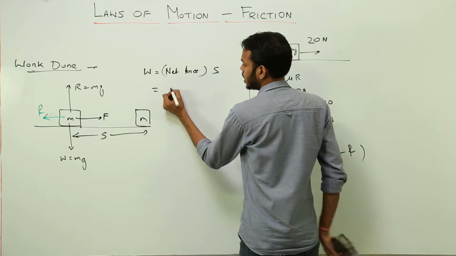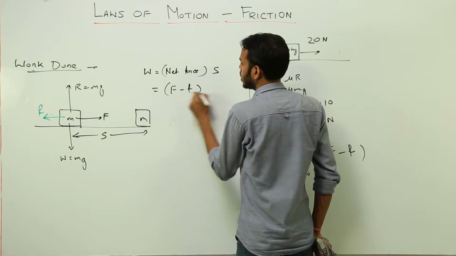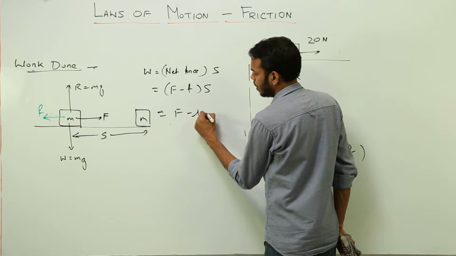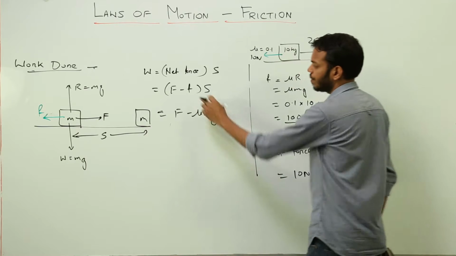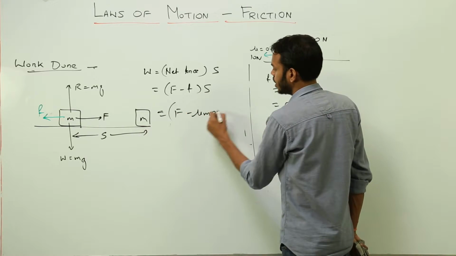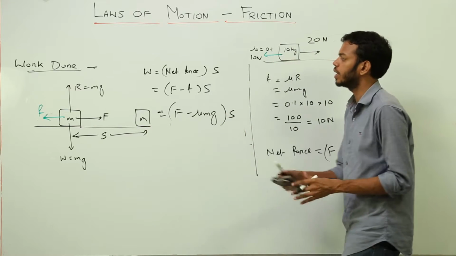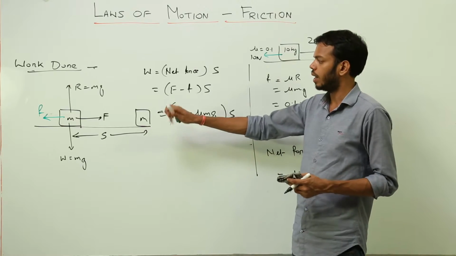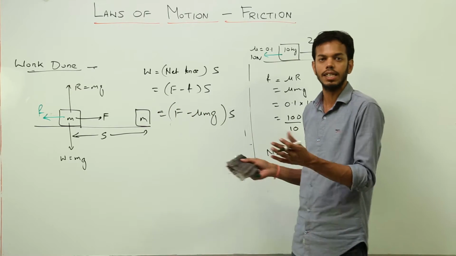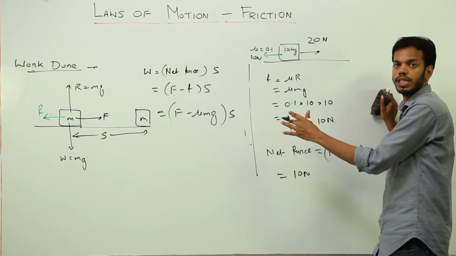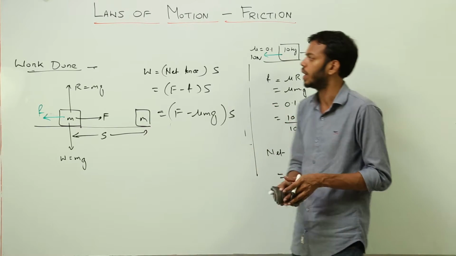So net force is applied force minus frictional force, multiplied by displacement, and here it will become (F minus mu mg) times displacement, right? Frictional force is mu into R, and this R is mg. So this is the value of total work done. If you have to learn the formula, learn this formula, and change it according to the circumstances of the numerical, right? But I'll again ask you not to learn the formula, instead go by method, not by the formula.